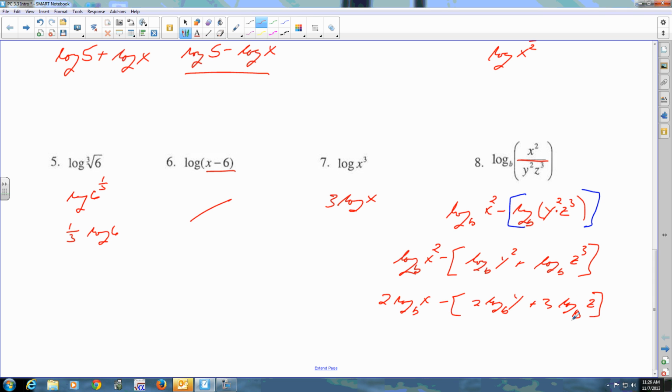Okay, now the last step is you're going to take those brackets off, which are just like parentheses: 2 log base b of x minus 2 log base b of y minus, because that subtraction is distributing through, 3 log base b of z. Okay, going on to the next page.